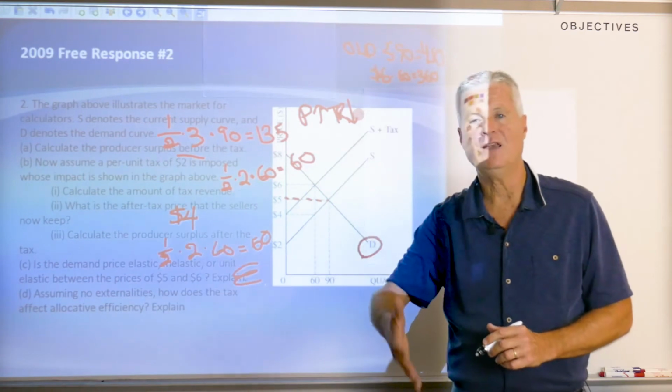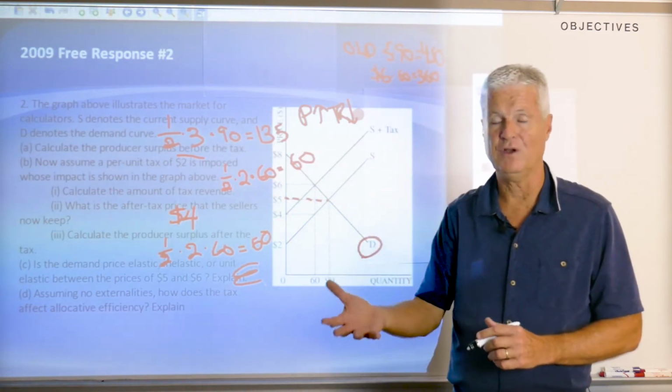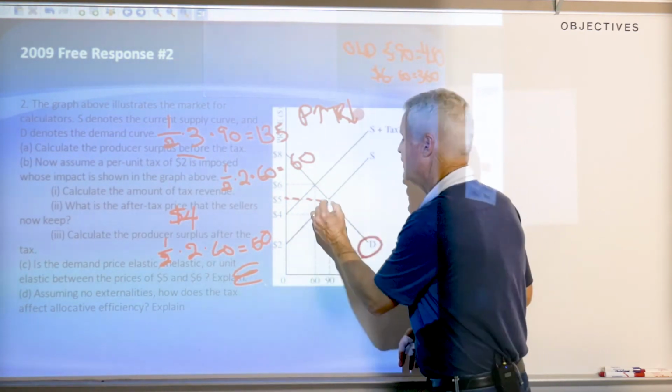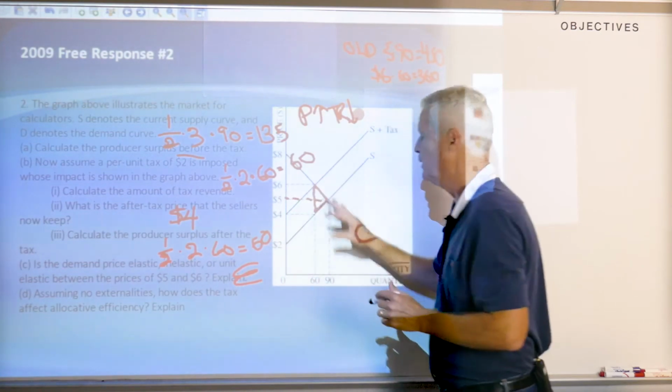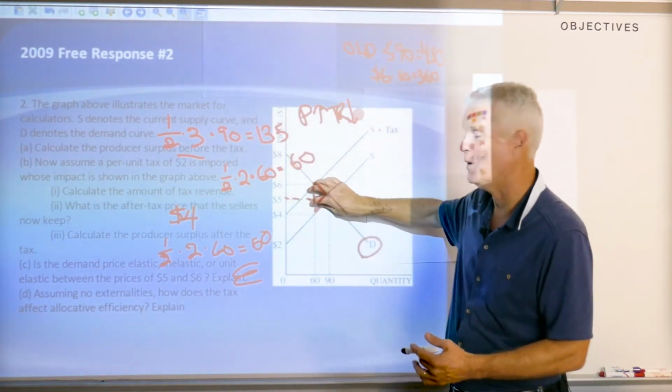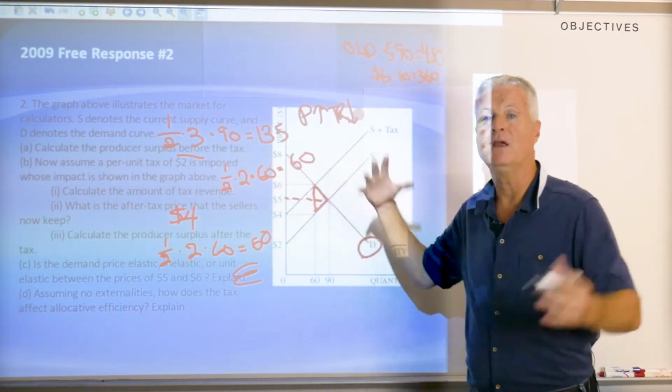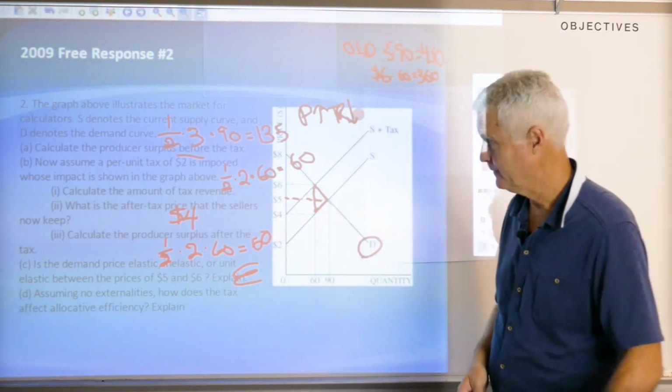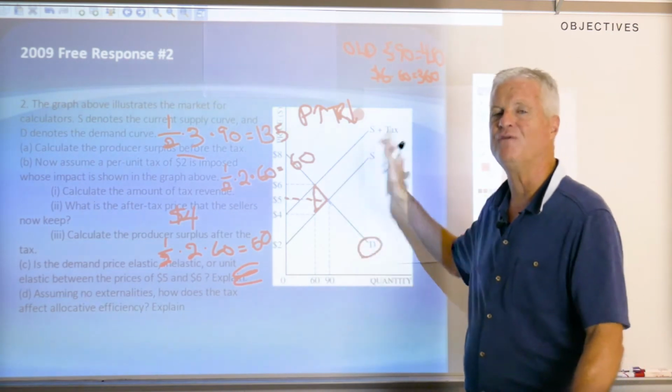Okay, it's less efficient, or it's not efficient. Why? Because there's now deadweight loss. We were supposed to have these transactions. We don't have them anymore. The market would say we should have had them. They're gone. It's inefficient. Okay, now I'm going to flip through the official answers.